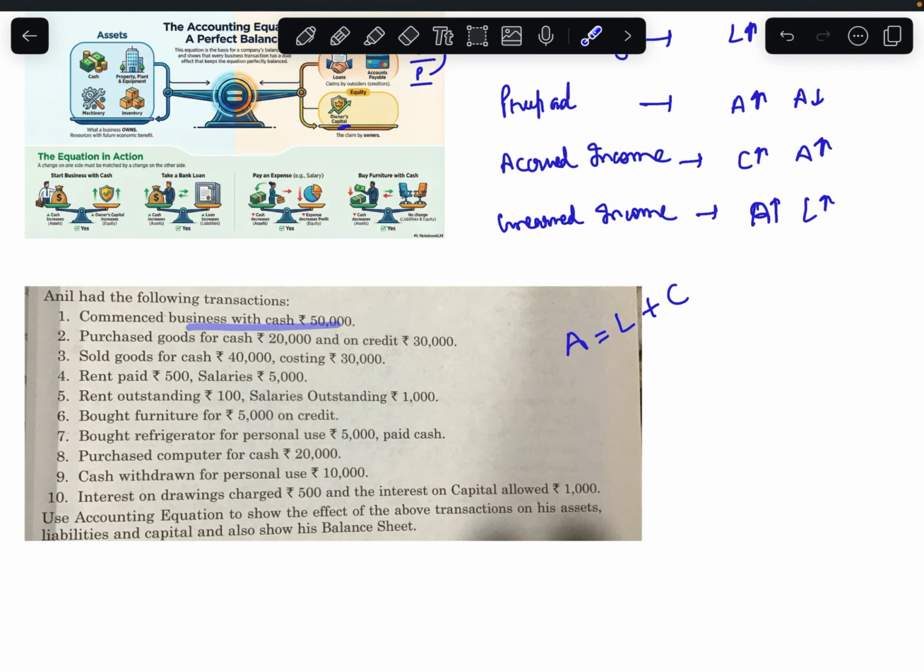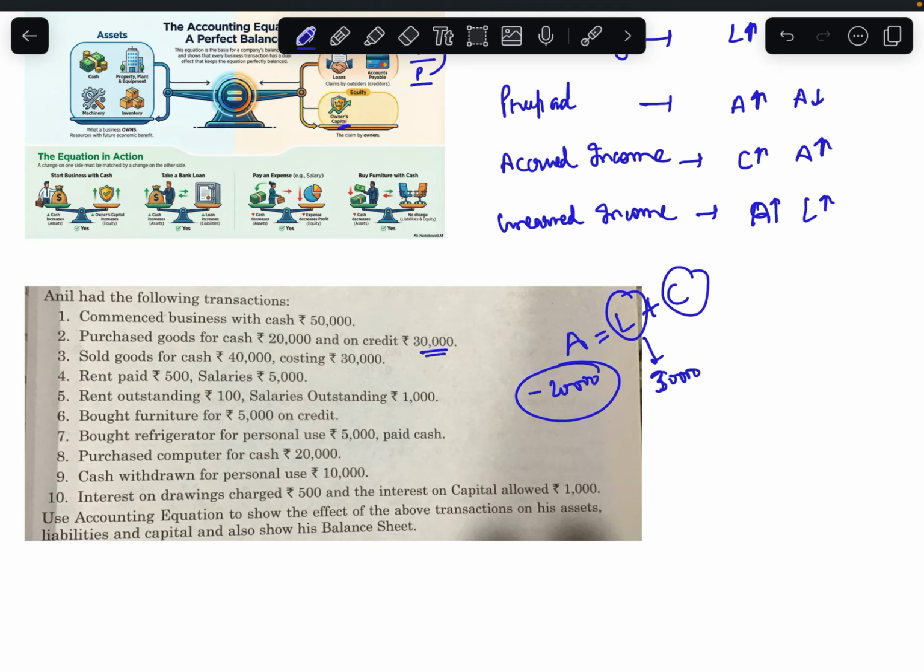Okay, commenced business with 50,000 cash. Asset increases, capital increases. Fair enough. Next, purchase goods for cash 20,000, on credit 30,000. So cash will decrease, asset will decrease by 20,000. Right, net effect is minus 20,000 here. Now, since goods are on credit, liability will increase by 30,000.